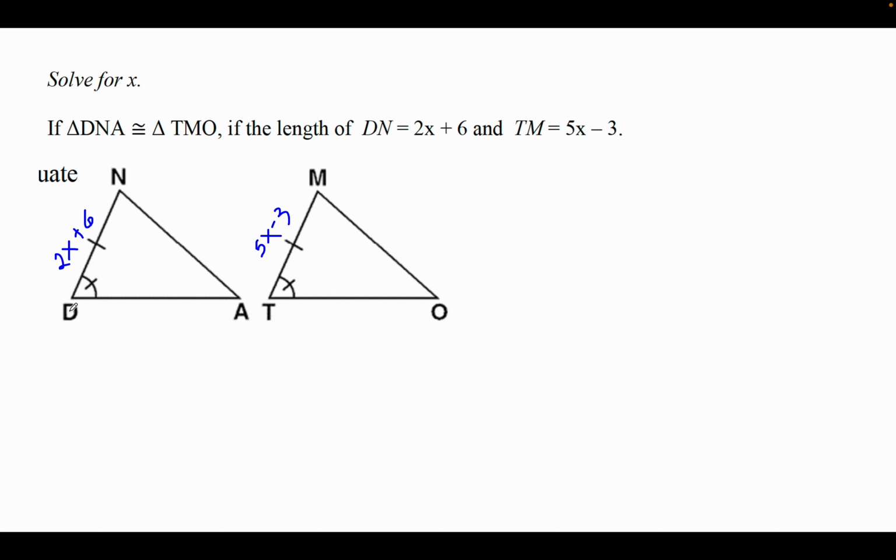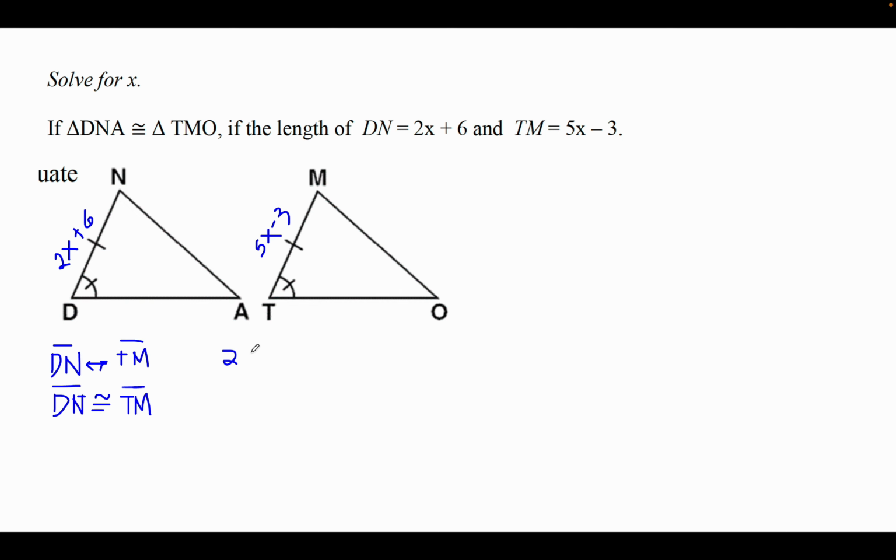And the fact that DN, or side DN here, corresponds to side TM. Corresponds, meaning that two sides are congruent. Pareho ang kanilang measure or measures. So, DN is congruent to side TM. So, based from this fact, kapag sinabi natin congruent, pareho ang kanilang measures. Right?